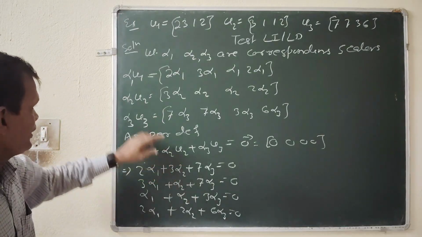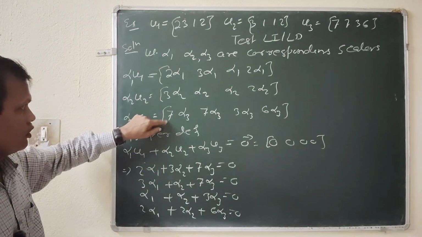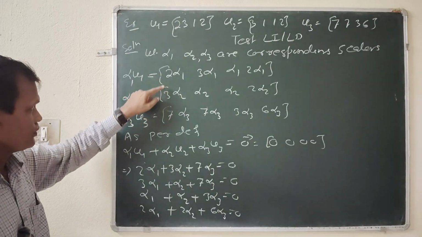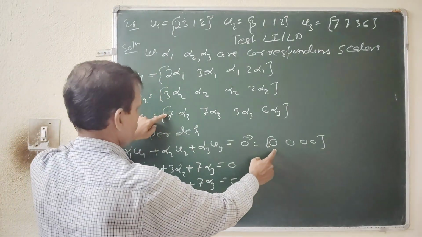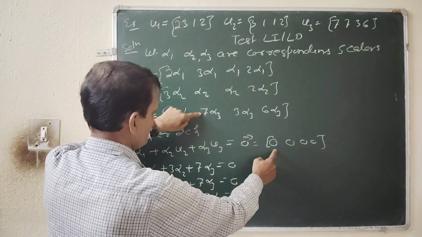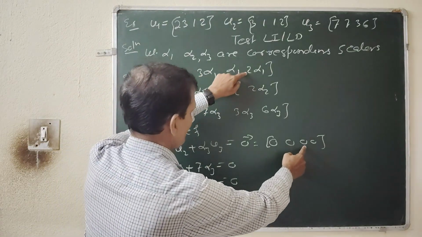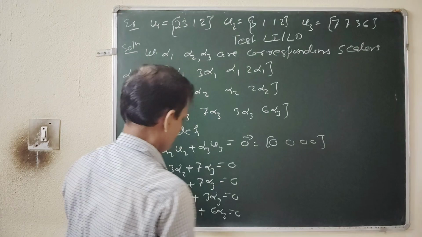As per this, we add this vector, this vector, this vector. When we add these three vectors, the corresponding components are added up. This is the first component, this plus this becomes 0. Then 3 alpha 1 plus alpha 2 plus 7 alpha 3 becomes 0. Then alpha 1 plus alpha 2 plus 3 alpha 3 becomes 0. 2 alpha 1 plus 2 alpha 2 plus 6 alpha 3 becomes 0.